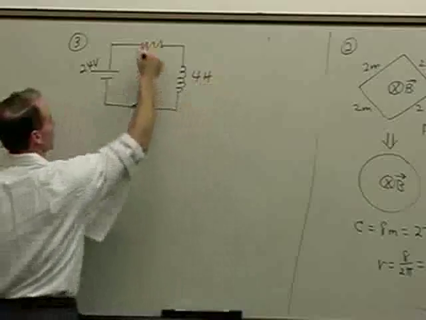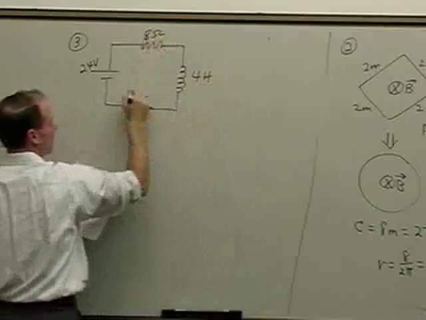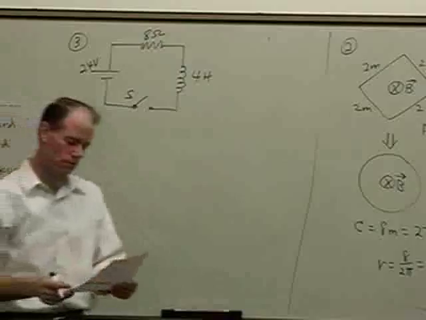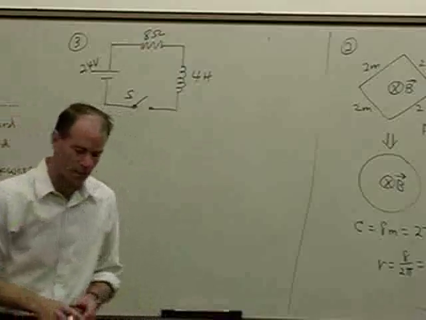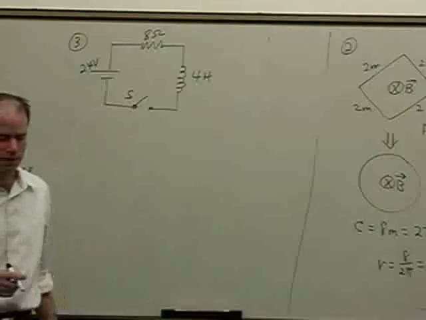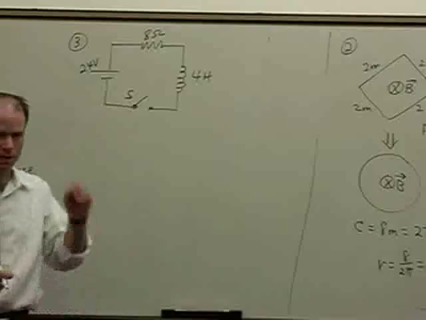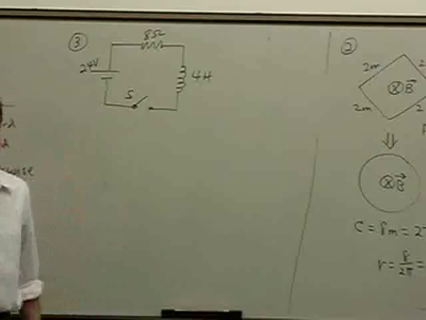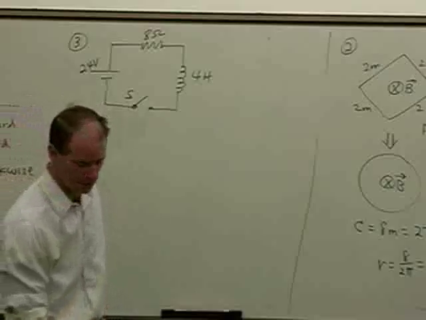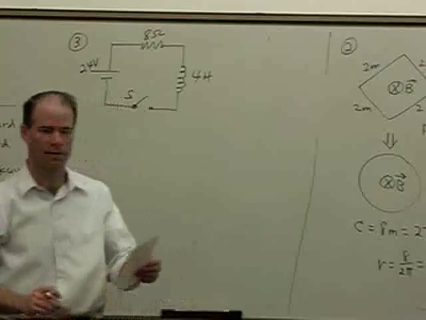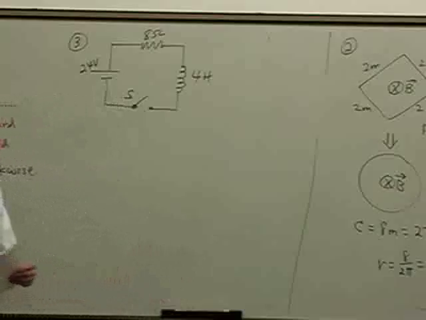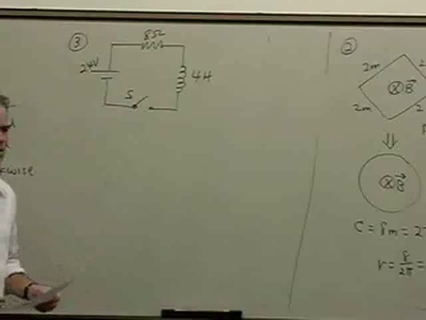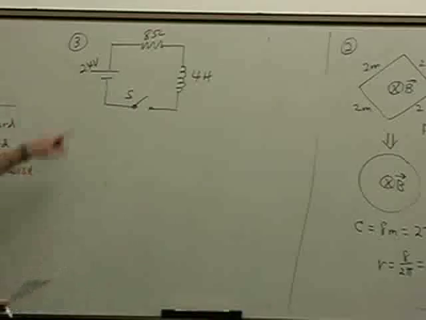A 4 Henry inductor, 8 ohm resistor, and a switch, 24 volt battery. And the fact that we have a switch means that you're immediately thinking LR circuit, right? Not AC circuit, because you've got a DC battery there. You're thinking LR circuit, so you're not going to do chapter 33 stuff on this. You're going to do chapter 32 stuff. It has a switch and it has a battery, not an AC source. That would be your key.